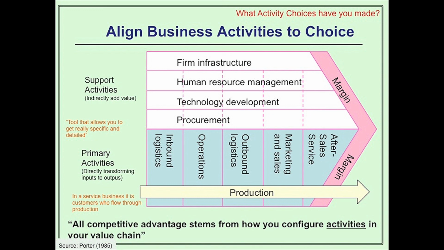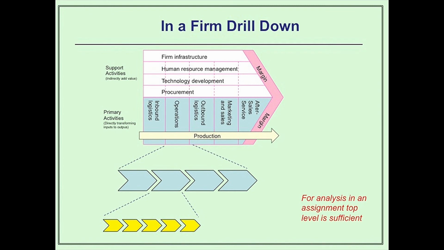Now if you're in a firm, what you do with the value chain is that you'd drill down through each of those areas, looking at what is happening. So perhaps in the operations area, you drill down into subsections of that operations process and then further subsections of that. So you're understanding the activities. Important, it is the activities that are going on in each area.